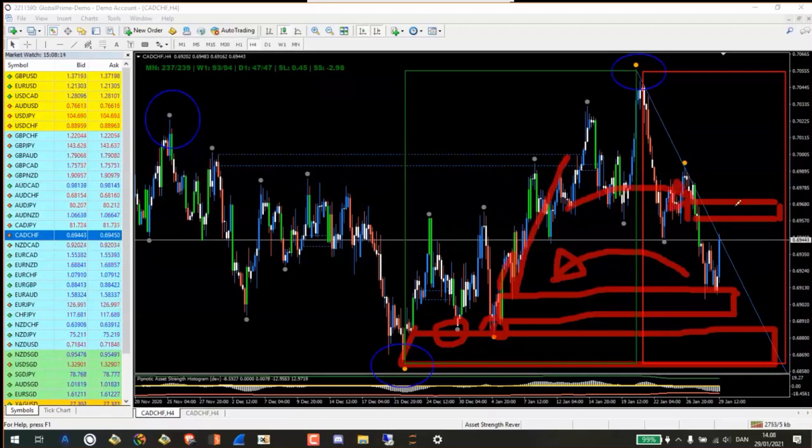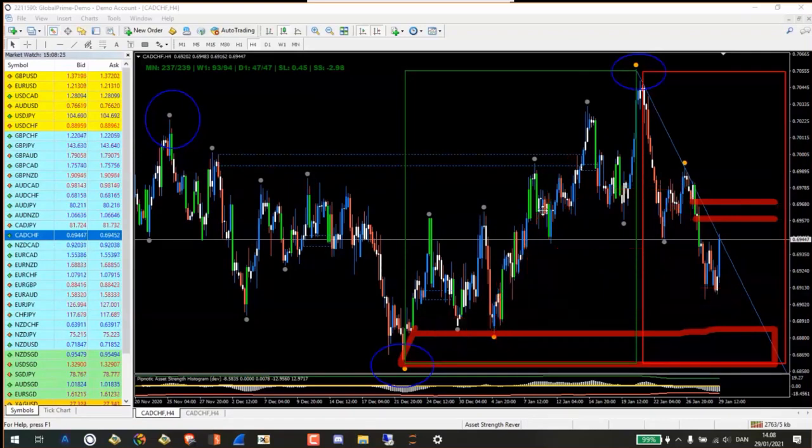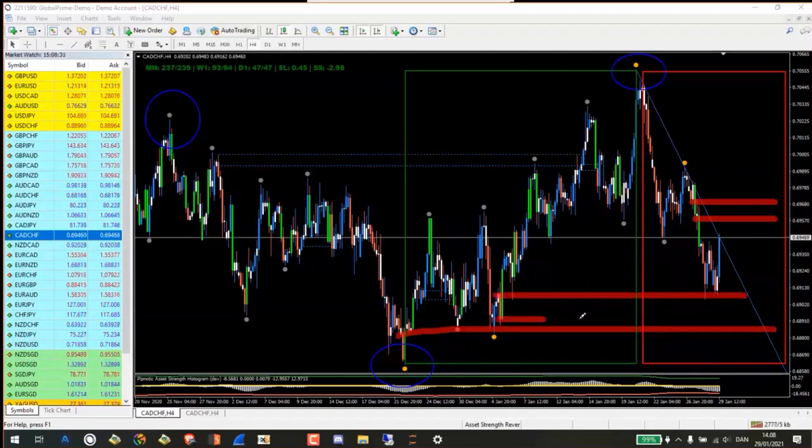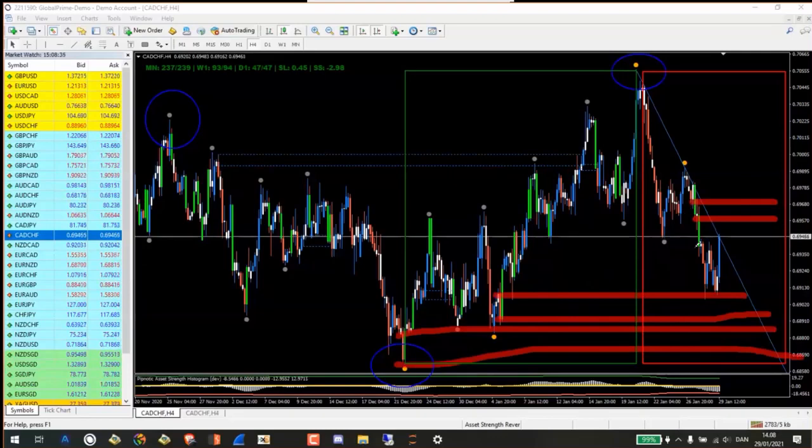This is a really, really beautiful and a pretty simple way to force yourself to sit on your hands. There's nothing to do here, and you mark off your areas of supply and demand. So we have our areas of demand. We have demand here, we had demand here, we have this one down here, we have supply there.